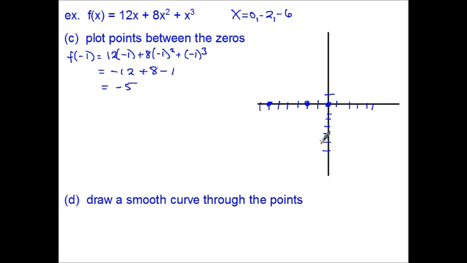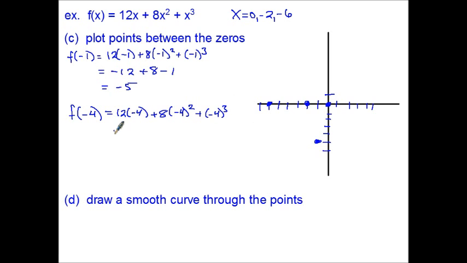And again, not such a bad number, although admittedly I probably should have waited to find out what comes out of -4 before I did tick marks there, because I might find myself in trouble here in just a second. But anyway, like I said, I'll do -4 because that's right in the middle between these two zeros. So 12 times -4, that's going to be kind of big. 8 times -4 squared, also kind of big, plus -4 to the third.